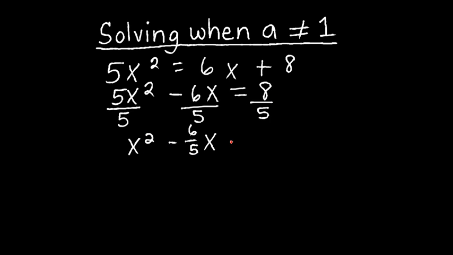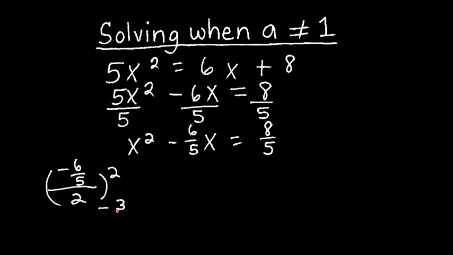Okay, now what I can do is figure out what I need over here as a third term to make this a perfect square trinomial. And so again, the trick is to take the coefficient of your middle term, or your linear term, and divide it in 2 and square it. So I'm going to take negative 6/5 divided by 2 and square it. And negative 6/5 divided by 2 is negative 3/5. And that squared is 9 over 25.